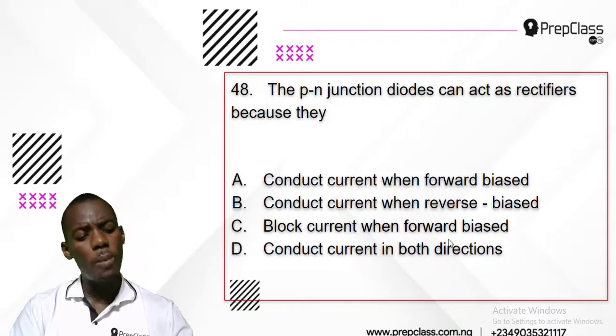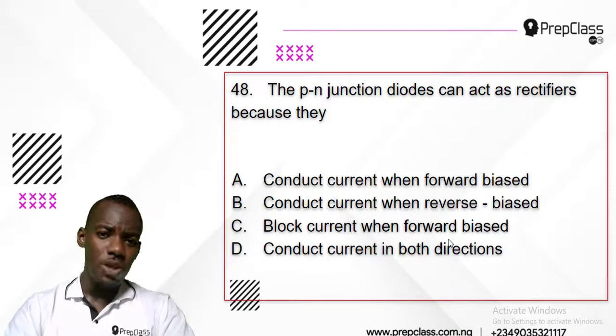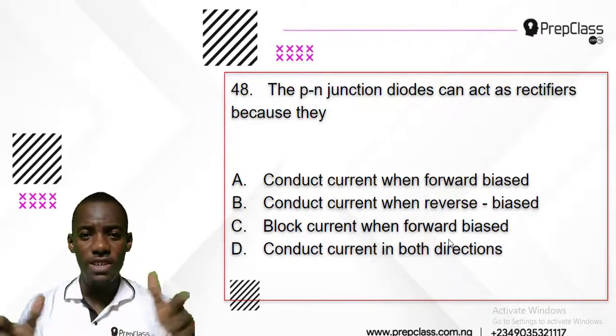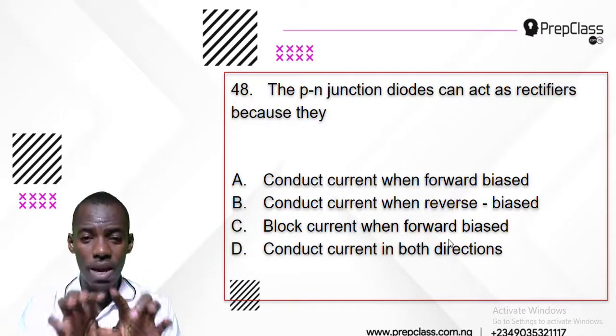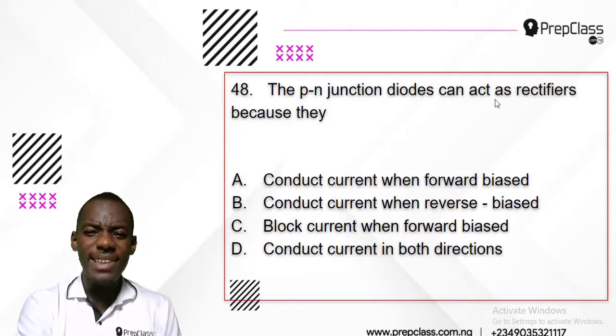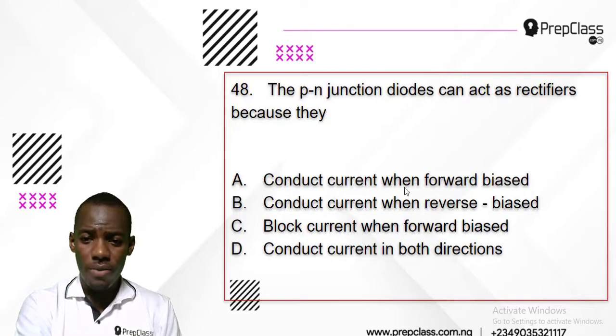And P is made up of holes, while N is made up of what? Electrons, right? But now this PN junction is a combination of P and N. So when they come together, how can we make it a rectifier? Is it when it conducts current when forward biased, or when it conducts current when reverse biased, or when it blocks current when forward biased, or when it conducts current in both directions?